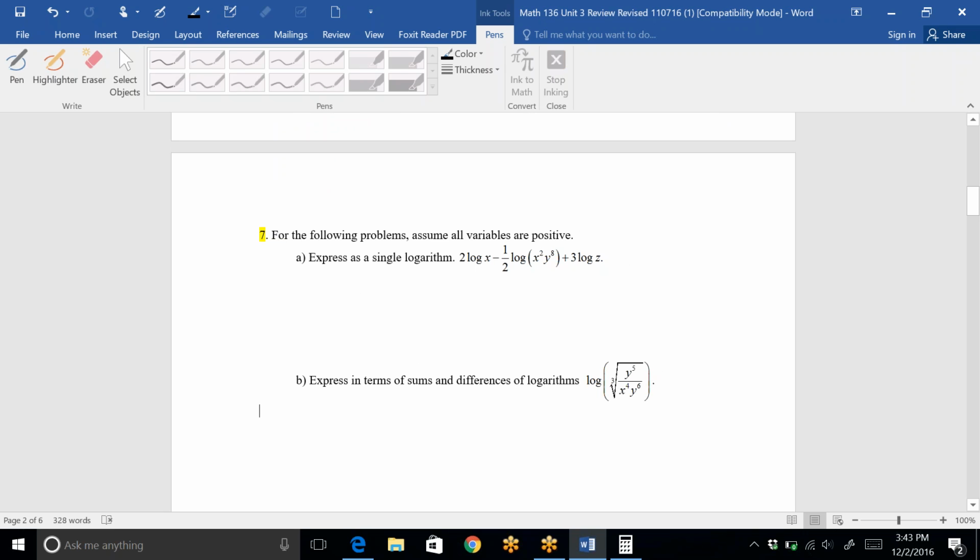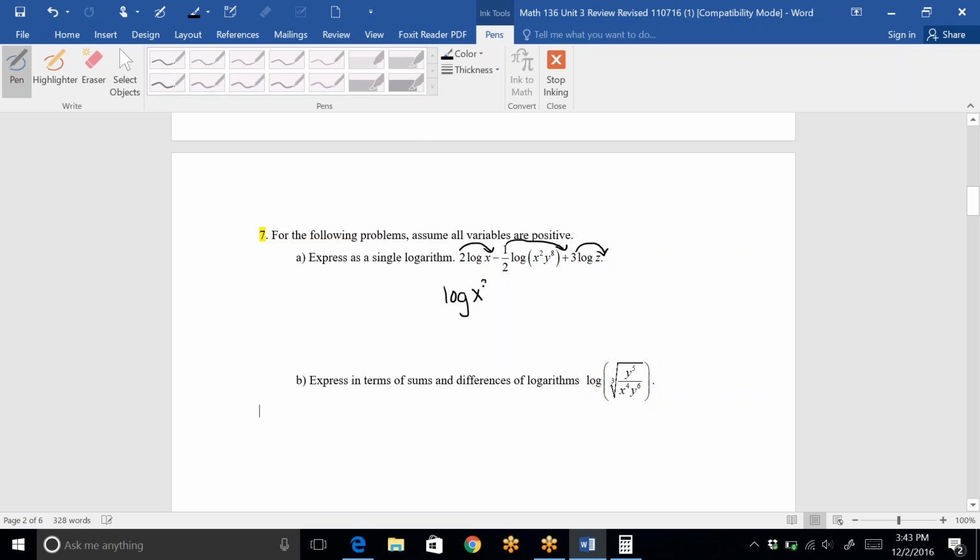Okay, let's look at the next question I received, which was number 7. We're practicing writing these as single logs or breaking them up. If you're going to go to a single log, you have to put all the powers back on first. So any coefficient out front goes back as a power. That's one of our log properties.